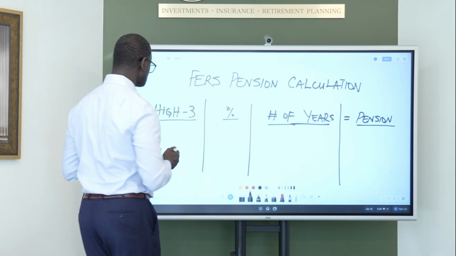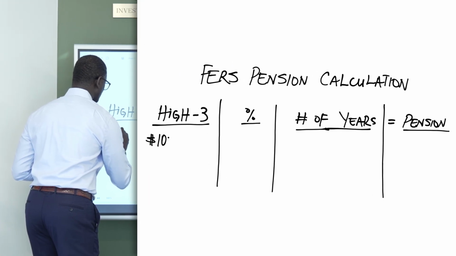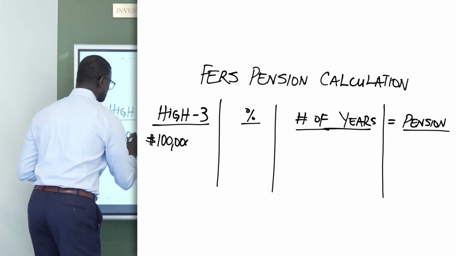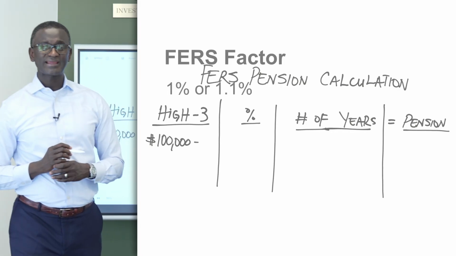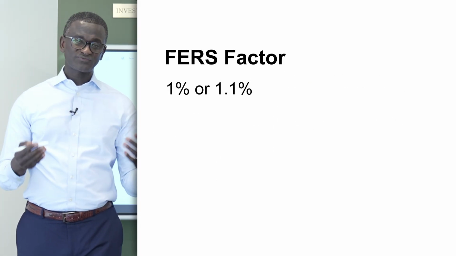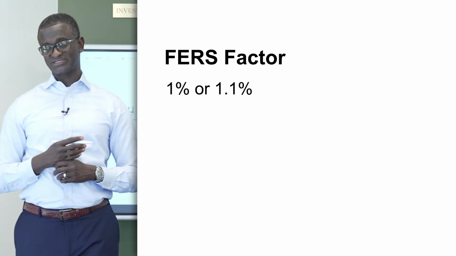So let's say, for example, they calculated and your high 3 average is $100,000, just from a basic math point of view, okay? So that's your high 3. Now, they're also going to look at the factor they're going to use to calculate your pension. It's either a 1% or 1.1% calculation.